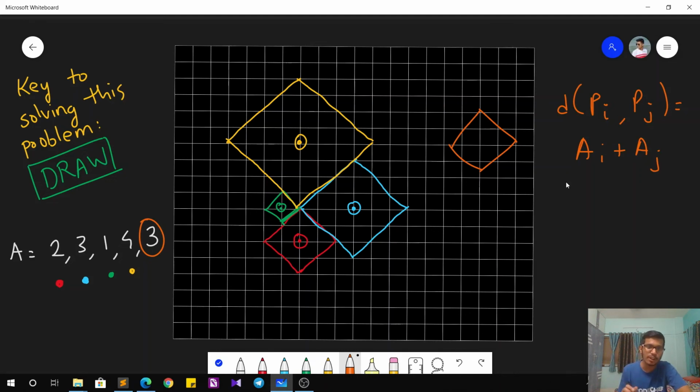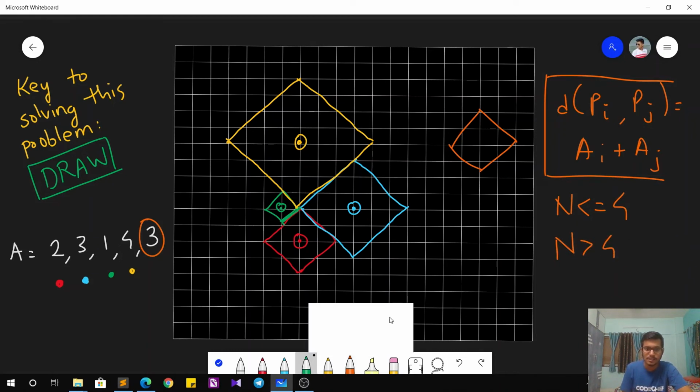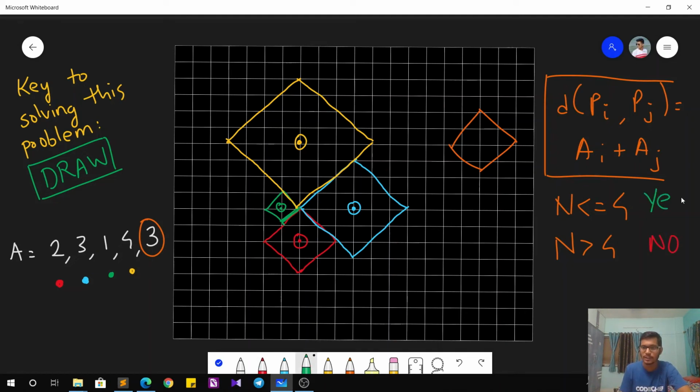You can only plot points according to the given condition in the question if n is less than or equal to 4. If n is greater than 4, the answer is no. And in other cases, that is n less than or equal to 4, the answer is yes. As you can see, I have demonstrated it in front of you. I just kept on plotting the points one by one, keeping in mind the condition given in the question and representing it graphically. So graphically the squares should touch each other. That brings us to the end of the solution. The solution is simple. If n is less than or equal to 4, the answer is yes.